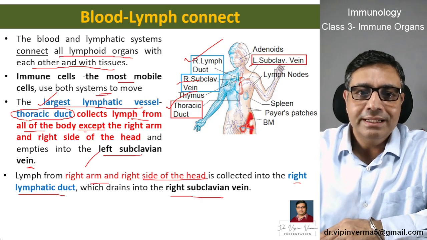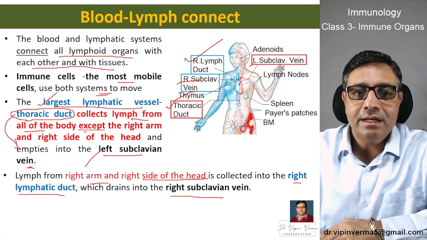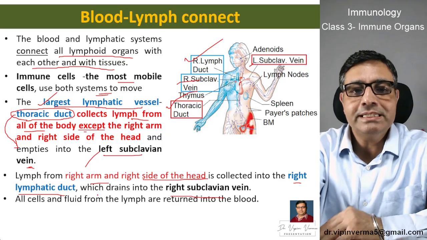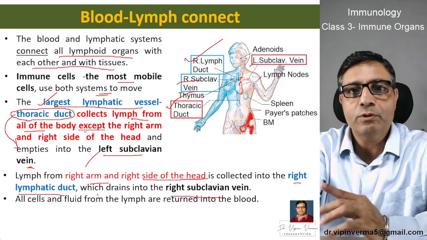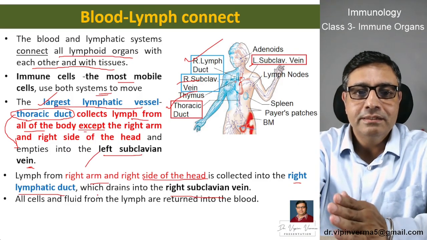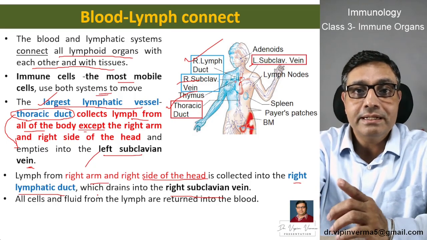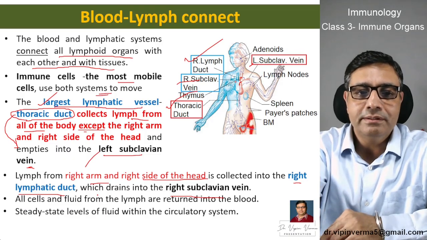So remember that the thoracic duct empties into the left subclavian vein, and the right lymphatic duct empties into the right subclavian vein. All cells and fluid from the lymph are returned into the blood. So it keeps circulating. The lymph and the blood are so connected that all the cells and all the fluid are mixed with the blood and drained into the blood.